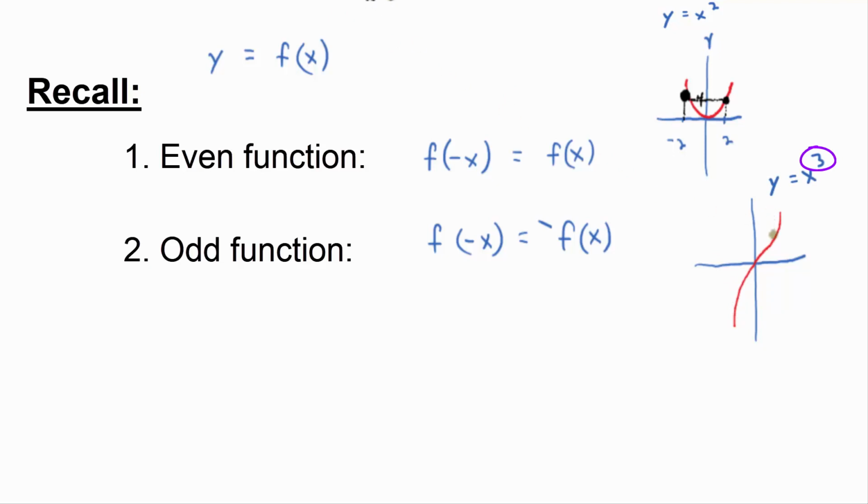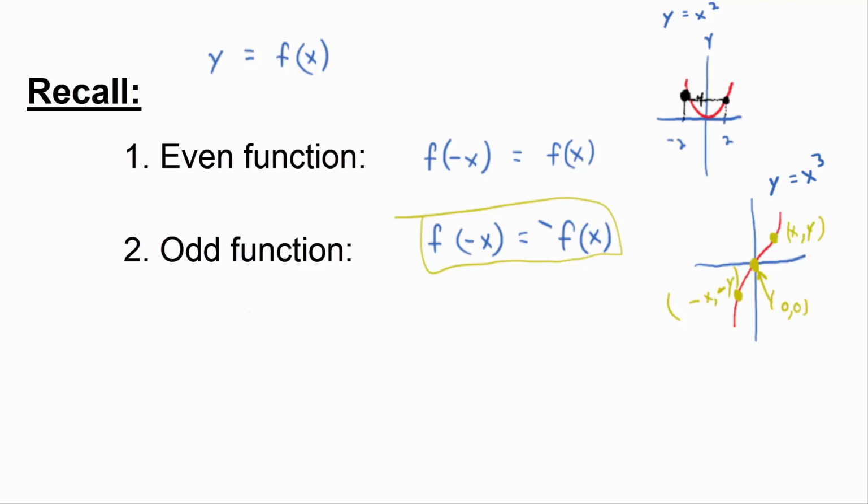One feature of an odd function: if you have a point x, y on the graph, then automatically negative x, negative y is on the graph. That's what this translates to. So if you rotate the graph about the origin, 0, 0, by 180 degrees, you get the same picture. So even function: f of negative x equals f of x. Odd function: f of negative x equals the opposite of f of x.